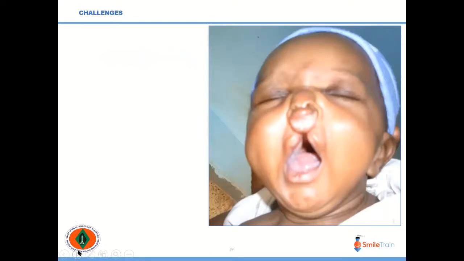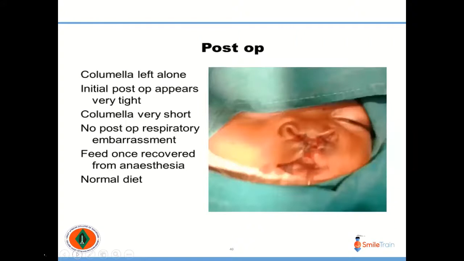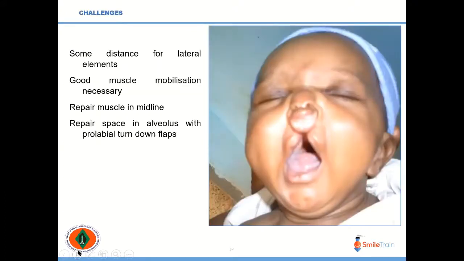Now, this is quite challenging because next, you can see that there is a long distance. This lateral element naturally wants to come this way, but it will go around. It's not like that. It will have to go around, go back, yes. It has to go around this way, and the muscle has to be properly mobilized so that you can get it to close. Now, the muscle must be repaired in the midline, and you need to deal with these defects with a turn down flap. So these are the challenges with babies in this kind of a thing.